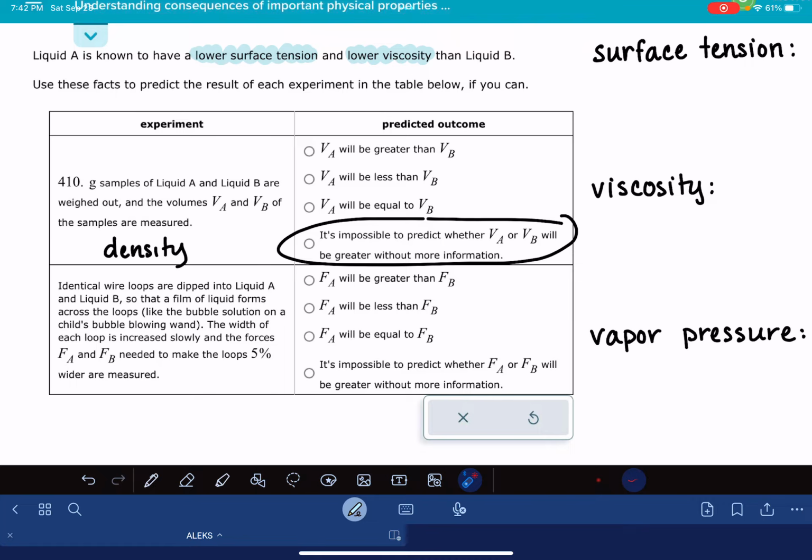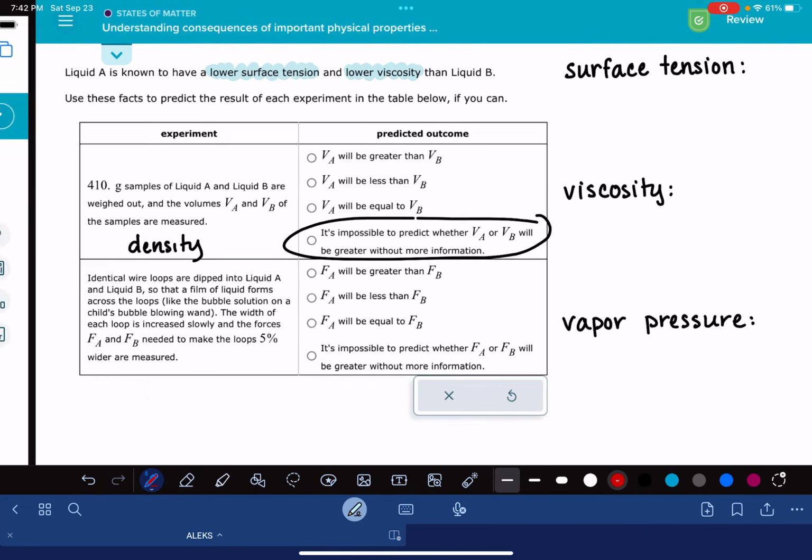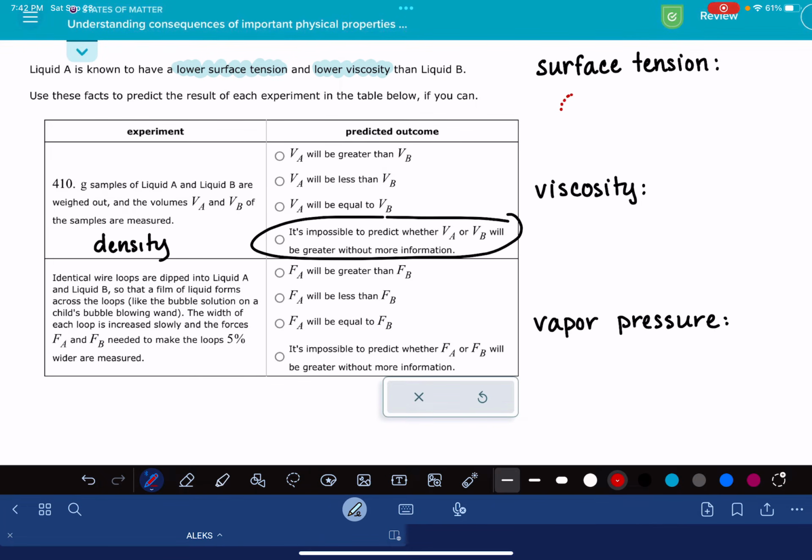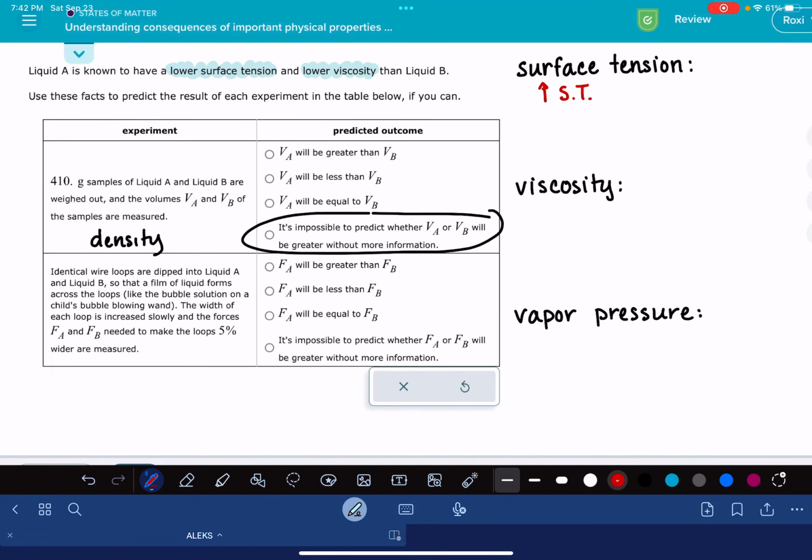Now let's talk a little bit about surface tension. Surface tension pertains to the forces that exist among the molecules that are up on the surface of a liquid. So if a liquid has high surface tension, I'm just going to abbreviate that ST, if it has high surface tension, that means that it is going to take a strong amount of force, which is what this problem is asking you about. It's asking us to compare the forces. High force to either stretch or break the liquid, the surface of the liquid.